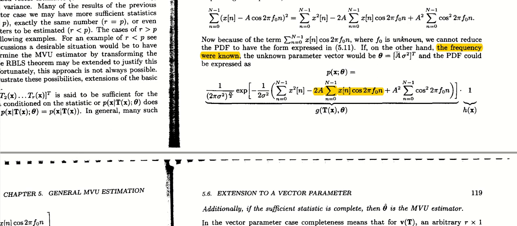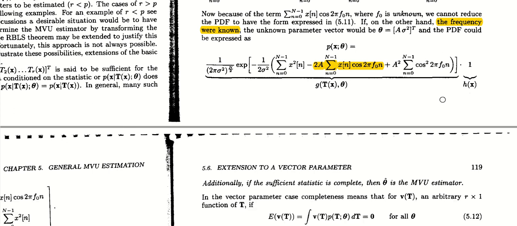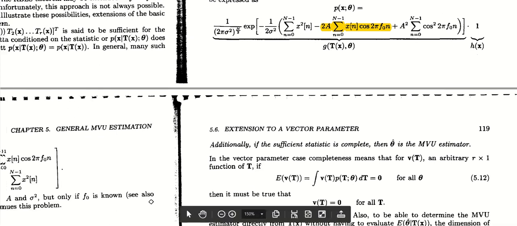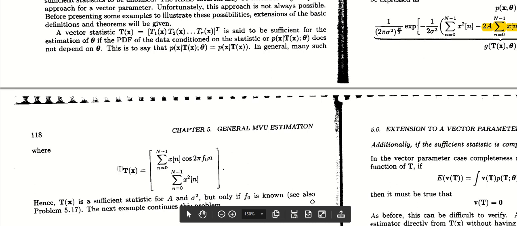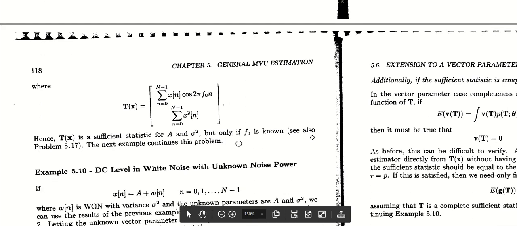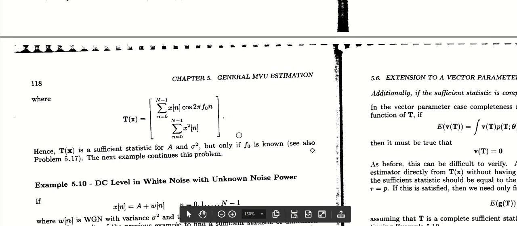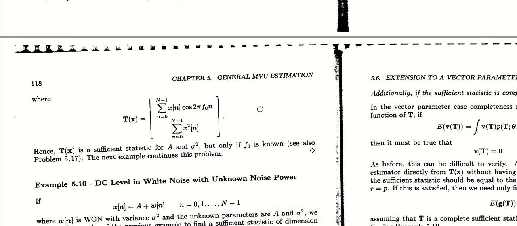所以在这种情况之下，这一项就没关系，因为 f0 我们就把它当一个 constant 就好了。这时候，这个项又可以写成 g of T of x theta 了，对吧？因为 sigma square 跟 A 并没有跟 x 混在一起。Okay, so now we will be able to write T of x as this and this. Then T of x is a sufficient statistic. Then, of course, it depends on what's known and what's unknown, right?